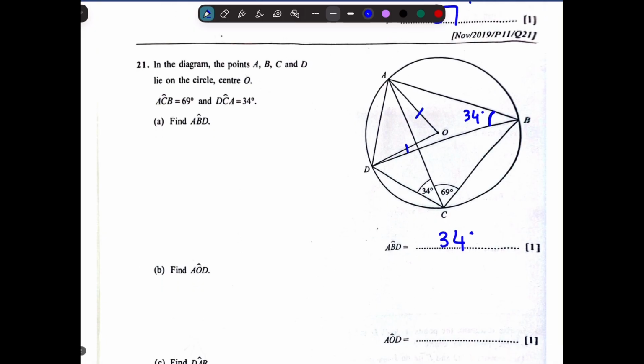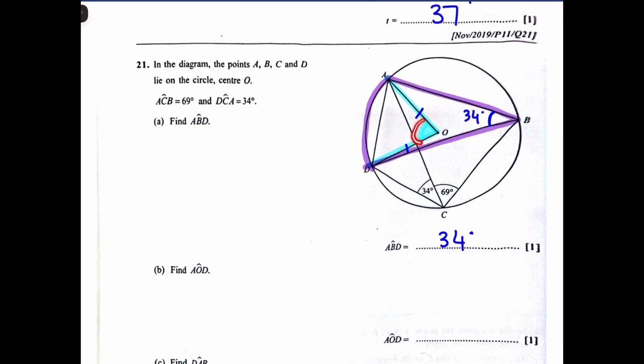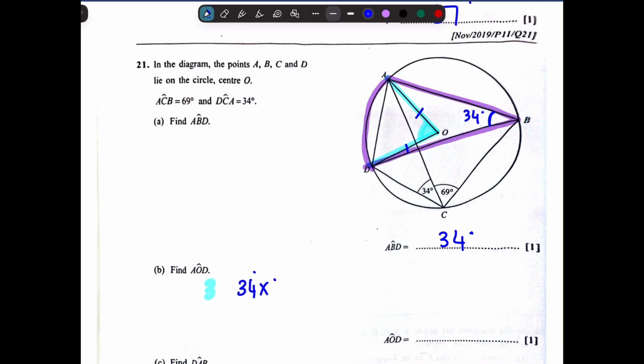Next, you need to find angle AOD. So for that, focus on the arc AD, angle subtended by the arc at the circumference, and angle subtended by the same arc at the center. So the angle at the center is twice the angle made at the circumference. So all we have to do is multiply 34 by 2 to get the value of AOD, which will be 68 degrees.